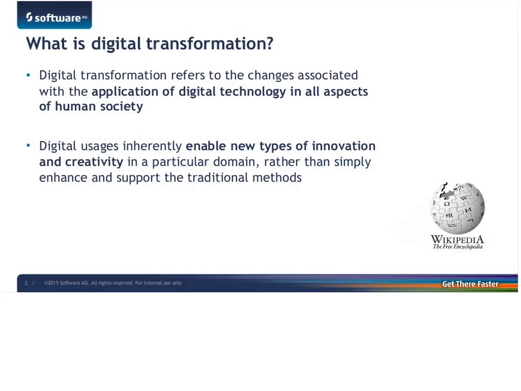So first of all, what is digital transformation? Well, digital transformation relates to all changes in human society which are enabled through the application of digital technology. So all changes in society which are associated with the application of digital technology. More precisely, digital transformation means that new types of innovation and creativity are enabled in each and every domain of a human society. So it's really about disruptive innovation based on technology.